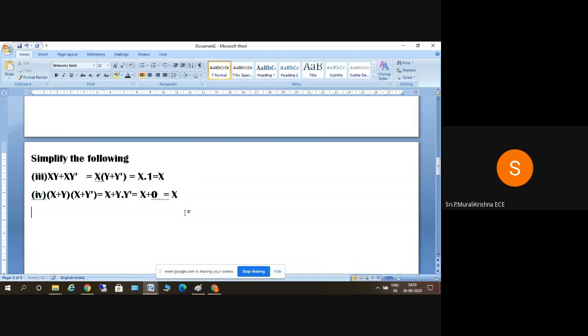So these are the simple ones, just to make sure that you are understanding the postulates of this Boolean algebra, the postulates as well as the normal simplifications. So do more and more, and you'll understand the concepts.